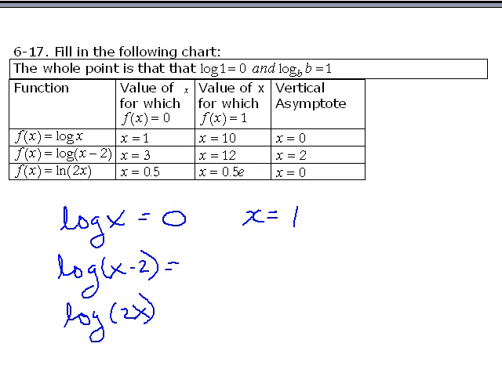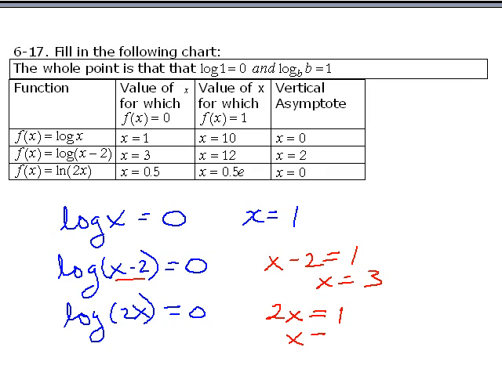When is the log of x minus 2 equal to 0? When the argument of log, that would be your x minus 2, equals 1, then it will be 0, in other words, when x is 3. This is just a shifted log, right? And now again, you want the log of 2x to be 0. It will happen when 2x is equal to 1 or x is equal to 1/2. Oh, wait a minute, I'm sorry, that's ln. Same thing.